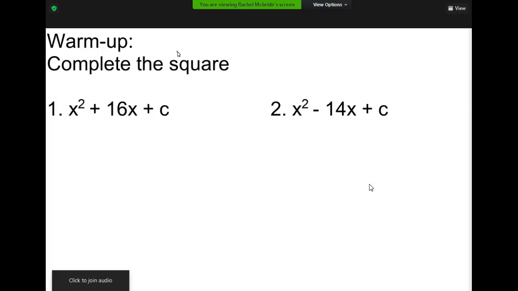Right, so yesterday we focused on completing the square. Your homework assignment was to complete the square by finding that missing C. So as part of the warm-up right now, go ahead and complete the square by finding C.